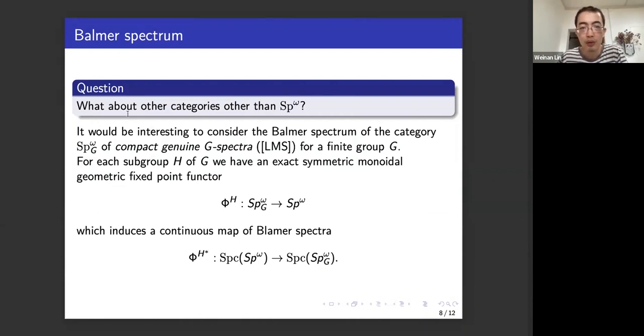Okay, so what about other categories? Other than the classical category of spectra and finite spectra, it'll be interesting to consider the Balmer spectrum of the category SPG of compact genuine G spectra. This is something defined in the book of Lewis, May and Steinberger. You can find a reference in the references I will give at the end.